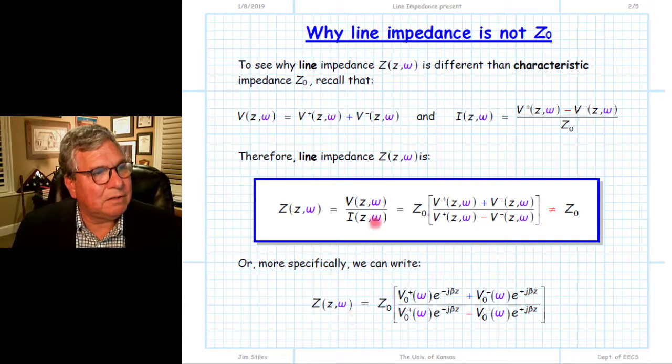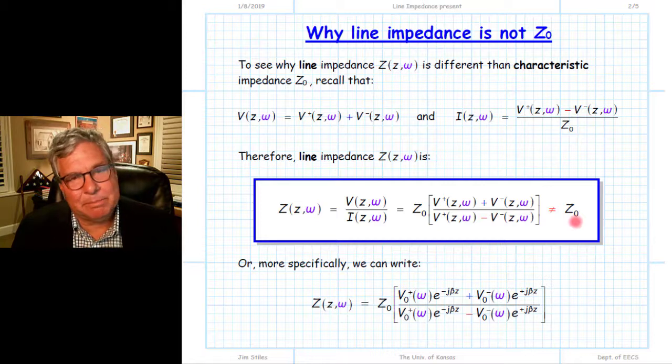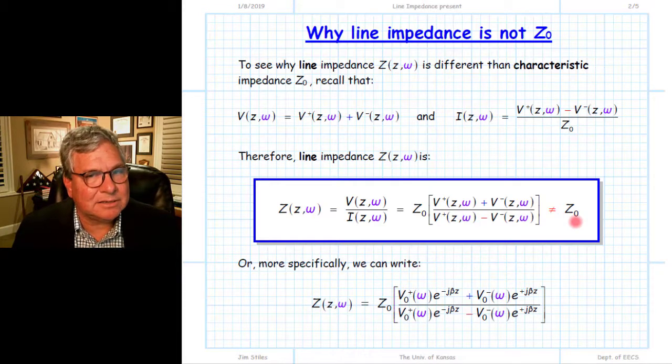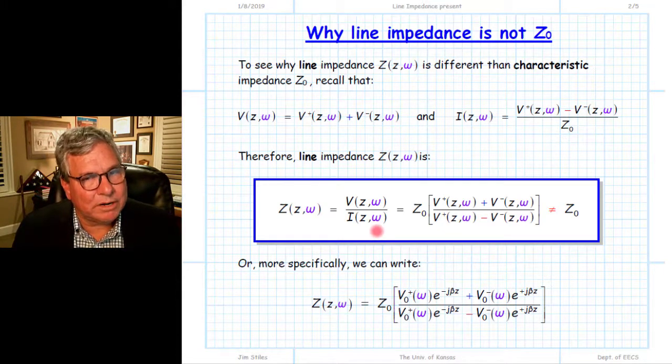The ratio of the total voltage to the total current now is something called the line impedance function. This very complex relationship, this complex function of omega and z, not this simple number, a constant, real valued, called characteristic impedance. All right, do not tell me that the line impedance function is equal to Z0. Don't tell me the ratio of total voltage to total current is equal to Z0. That could not be more incorrect.